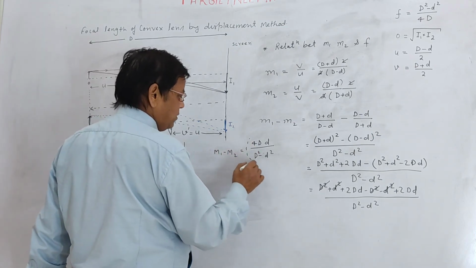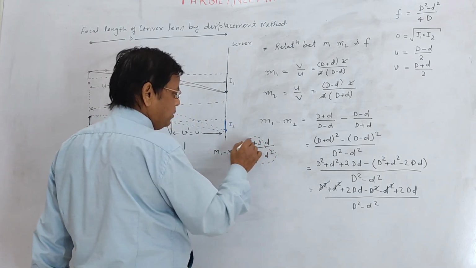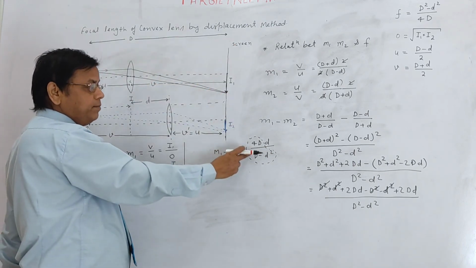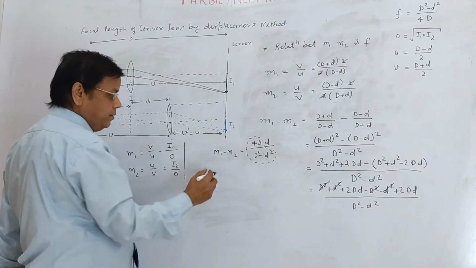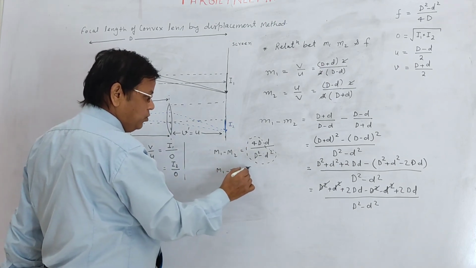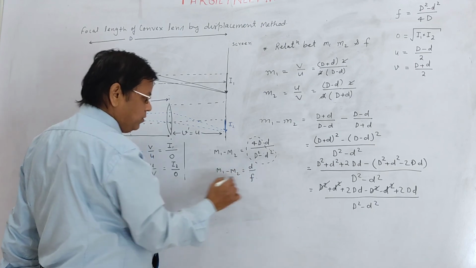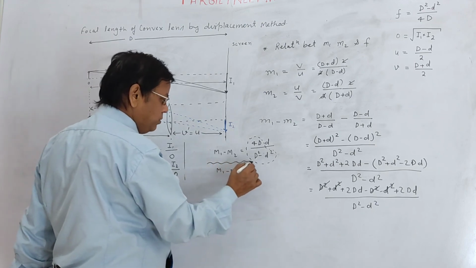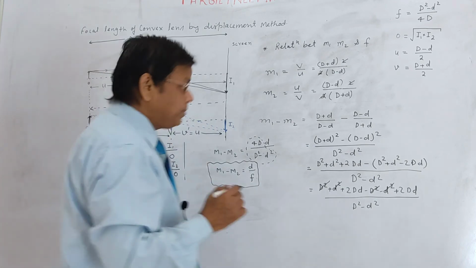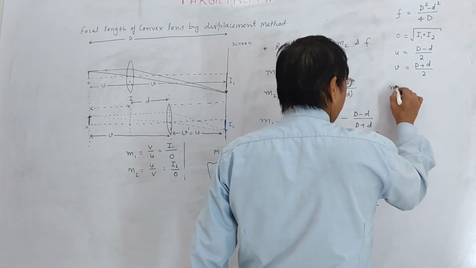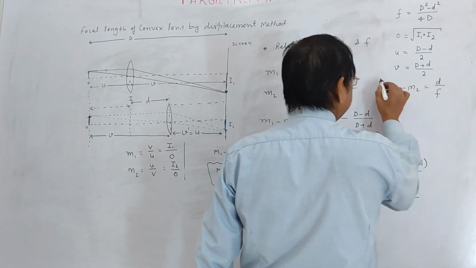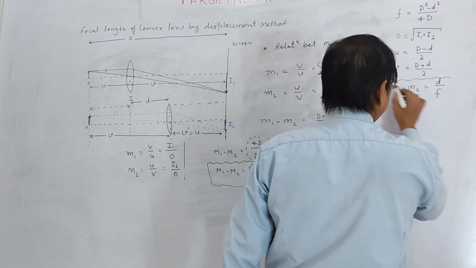And if you see this much from the first relation, it is 1 upon f. So M1 minus M2 is d upon f. So this is one more important relation you should remember. M1 minus M2 is d divided by f. So this is one more important relation.